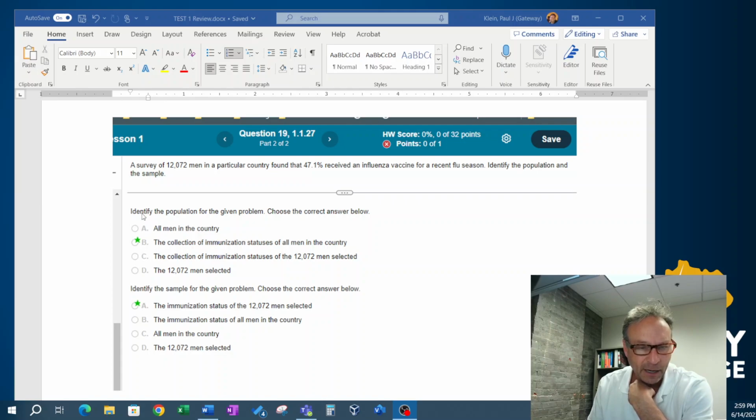The same thing here. Identify the population. All right. To me, the population is not the men in the sample, but the men in the country. That would be this one, or men in the country. But this says the collection of all the men in the country. So to me, there's a problem like that on the test. I wanted to give you a heads up on it. This is question 19, if you want to go back and do your homework.